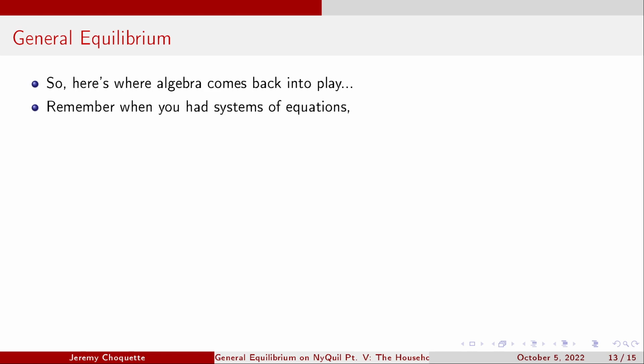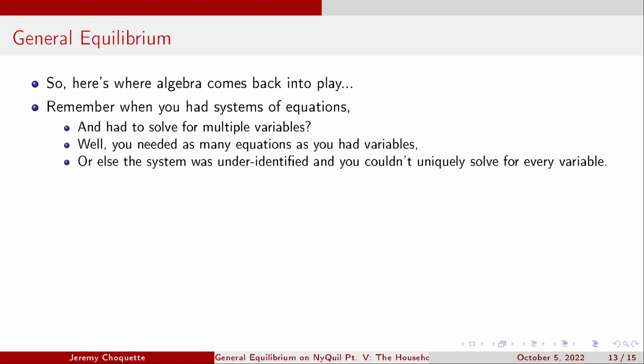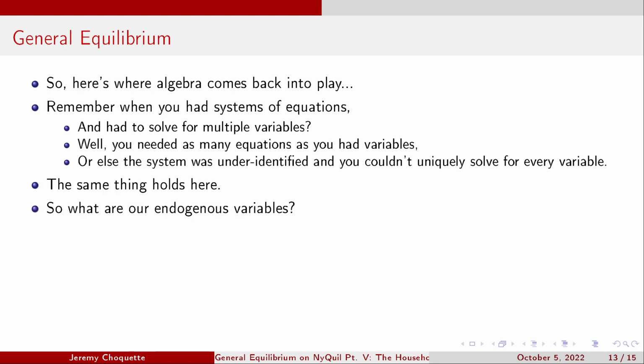Remember, when we all took algebra, right, we had to deal with systems of equations. You remember that? And you had to solve for multiple variables. And you always needed as many equations as you had variables, or else the system is under-identified and you couldn't uniquely solve for every variable. Well, the same thing is holding here, right? We're concerned about our endogenous variables, and we want to have as many equations as we have endogenous variables. Otherwise, we won't have a unique equilibrium.